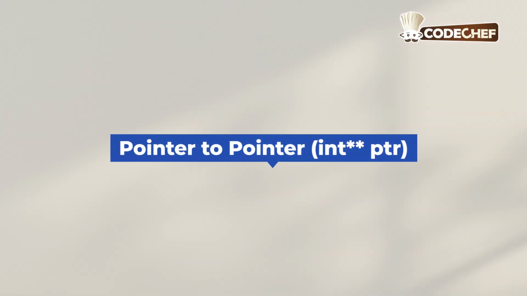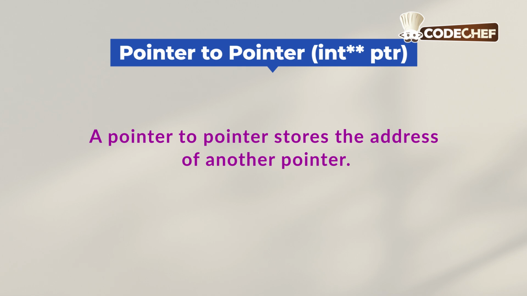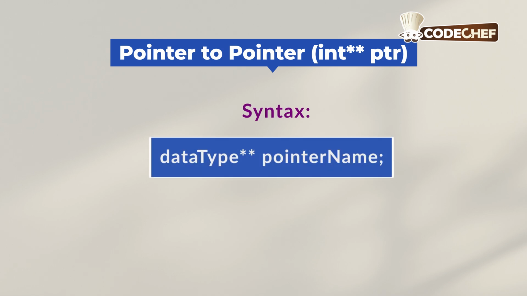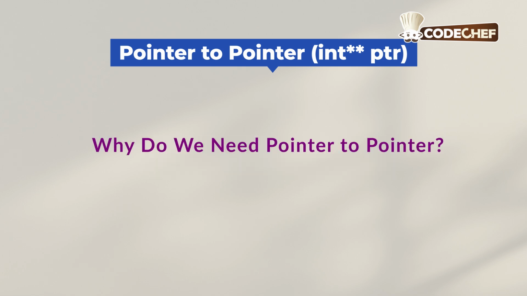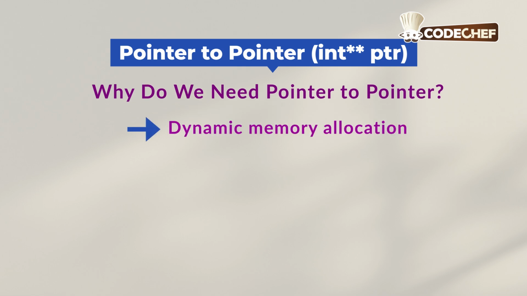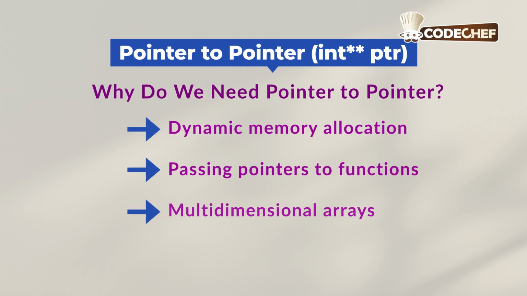Last but not the least, pointer to pointer, whose syntax is int ** and then the name of the pointer. So a pointer to pointer stores the address of another pointer. Its syntax is data type ** then pointer name semicolon. So when we want to store the address of one pointer variable into another pointer variable, then we use the concept of pointer to pointer. And why do we need pointer to pointer? For dynamic memory allocation, passing pointers to functions, multi-dimensional arrays and advanced data structures.